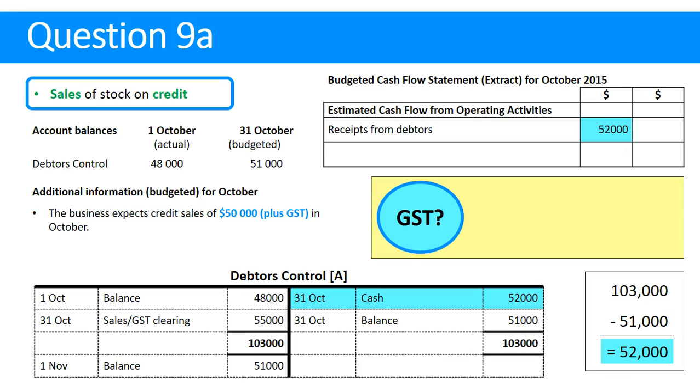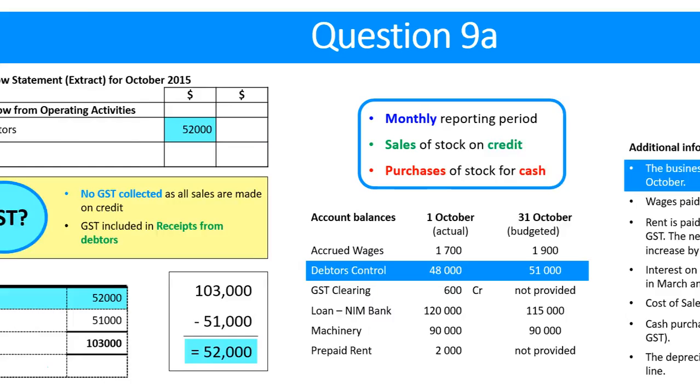Is there GST collected? That's another inflow we want to look at for operating. And this is where we need to remember the facts of the case. So don't overlook the introductory sentences. And we're told all sales of stock are on credit. So that must mean there's no GST collected. If all sales are made on credit, all the GST we get is actually buried in that receipts from debtors figure, so we can move on to the next item.